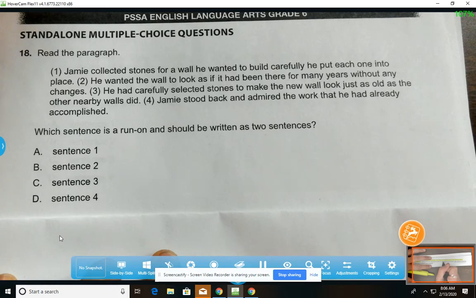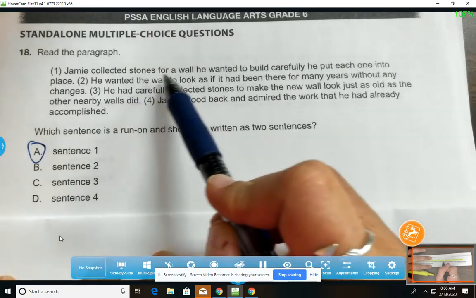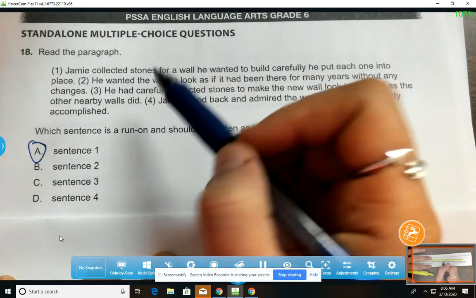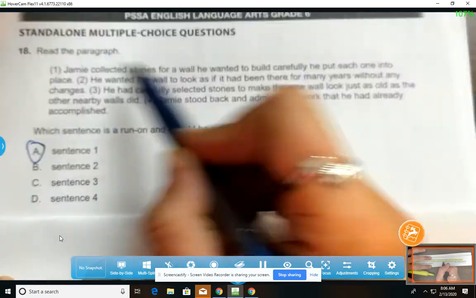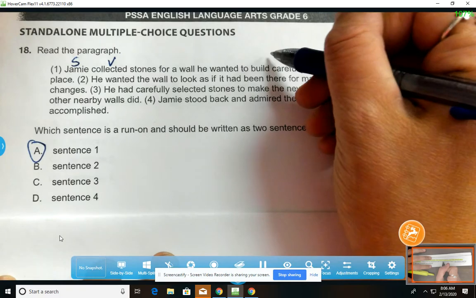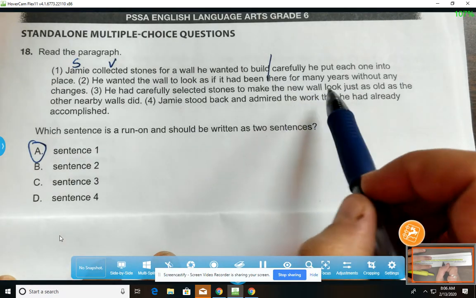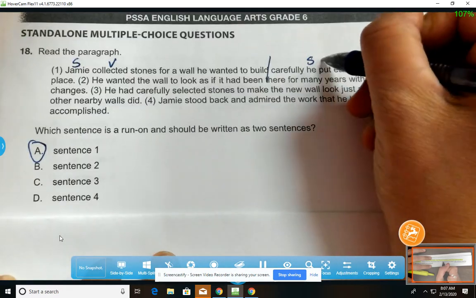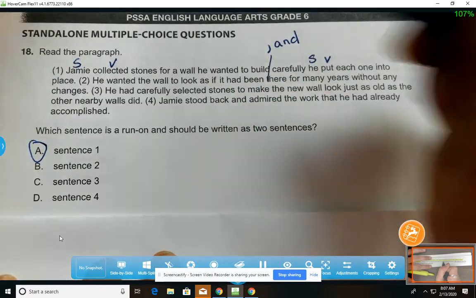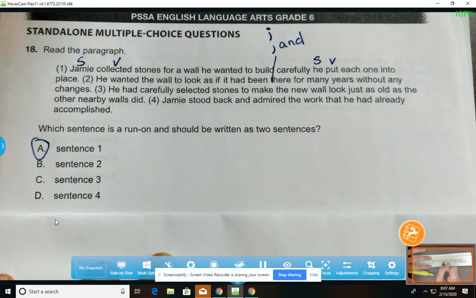The correct answer is A, sentence 1. Here's why. When it says, "Jamie collected stones for a wall he wanted to build carefully, he put each one into place," we have an independent clause right here with the subject being Jamie and the verb being collected. That ends right here. And then we have "carefully, he put each one into place." Also independent. Subject he, verb put, can stand alone. We need either a comma and, or a semicolon, or just an end mark to fix this run-on.